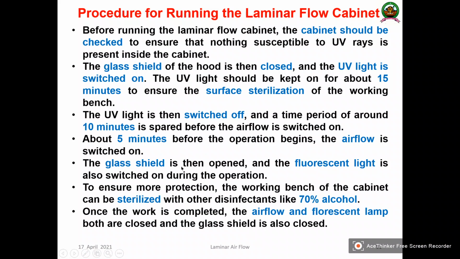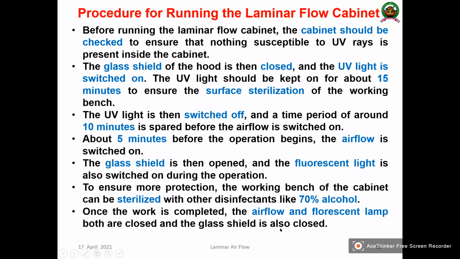The glass shield is then opened and the fluorescent light is also switched on during the procedures, whatever you are doing. To ensure more protection, you can clean the entire surface by using 70% ethanol, and that can be used as a complete sterility, along with other typical sterilization procedures inside the laminar airflow.